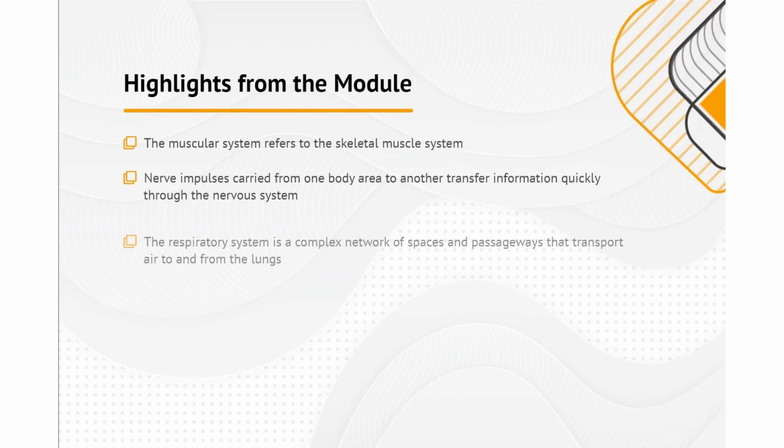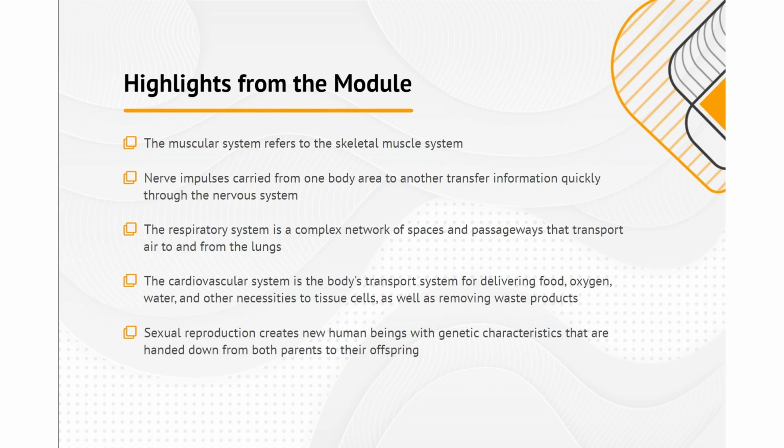Highlights from the module. The muscular system refers to the skeletal muscle system. Nerve impulses carried from one body area to another transfer information quickly through the nervous system. The respiratory system is a complex network of spaces and passageways that transport air to and from the lungs. The cardiovascular system is the body's transport system for delivering food, oxygen, water, and other necessities to tissue cells, as well as removing waste products. Sexual reproduction creates new human beings with genetic characteristics that are handed down from both parents to their offspring.